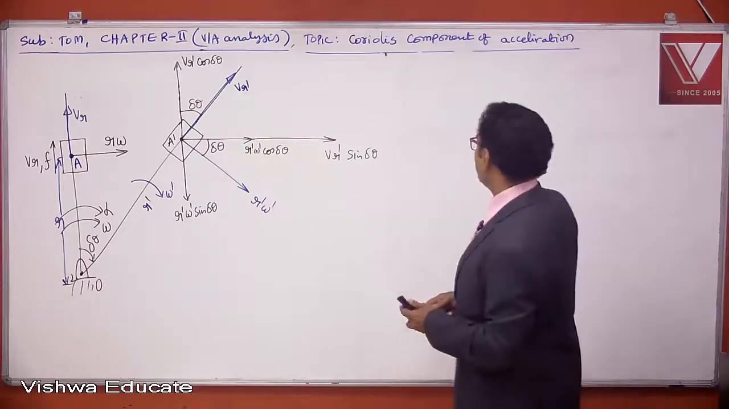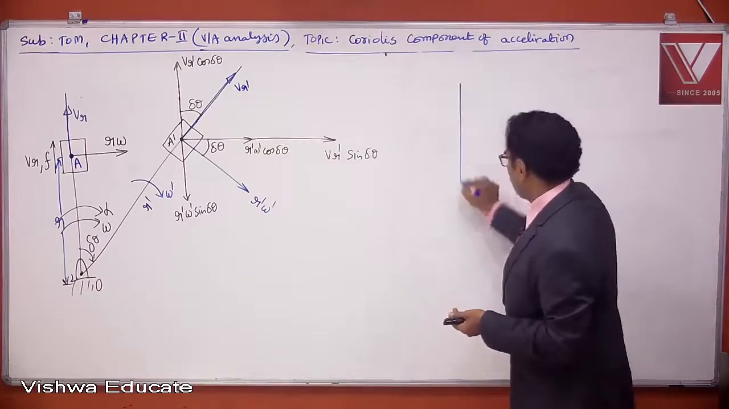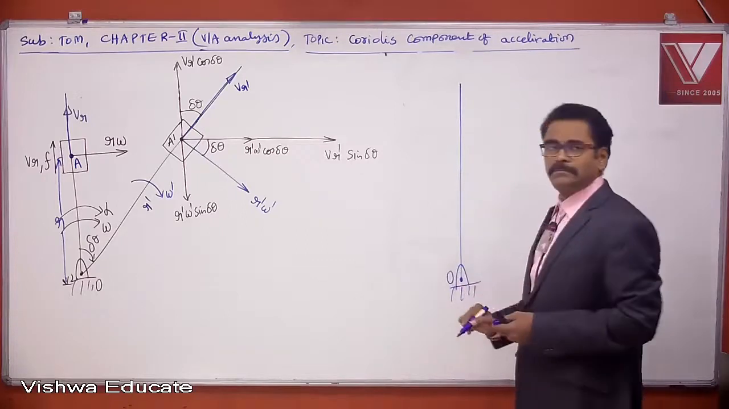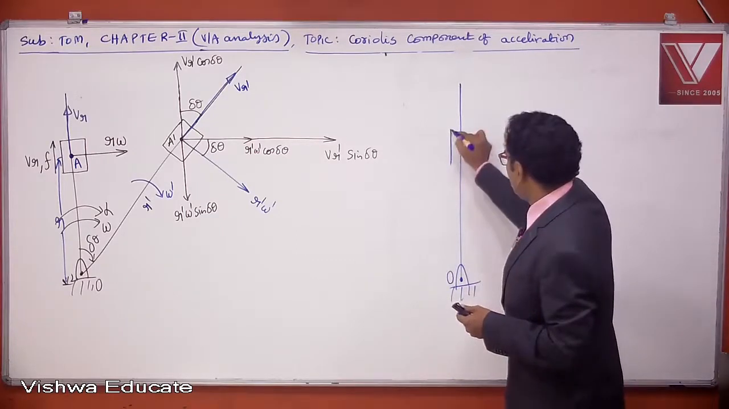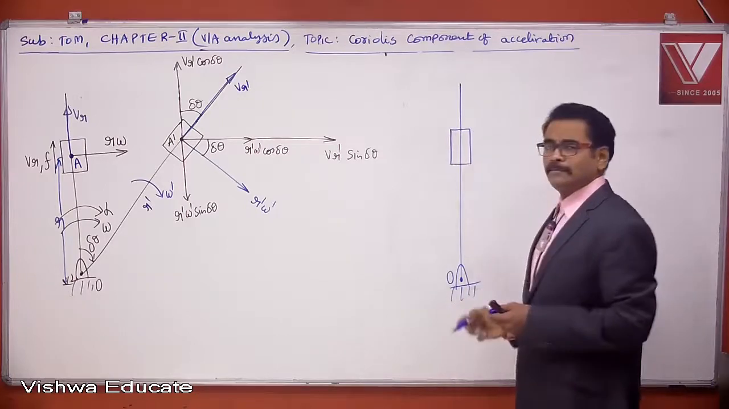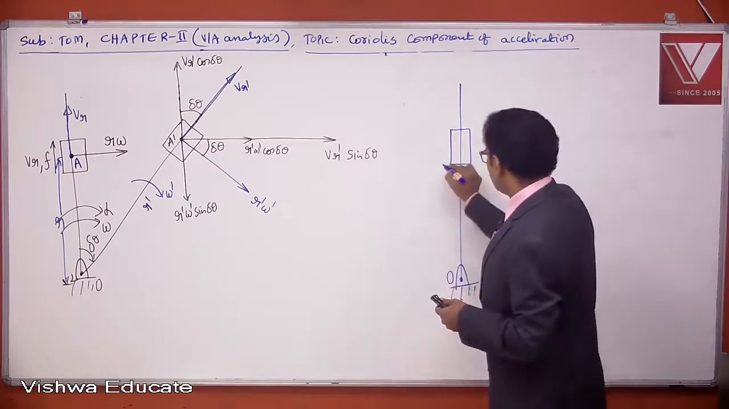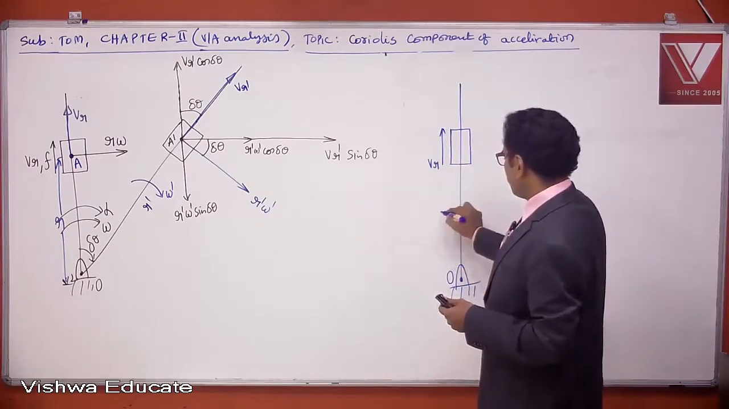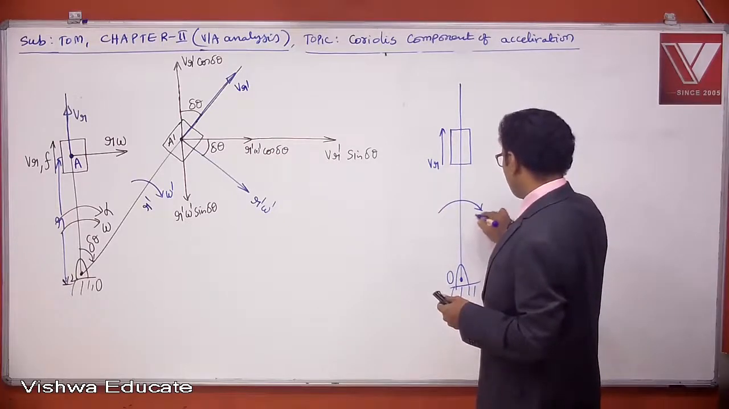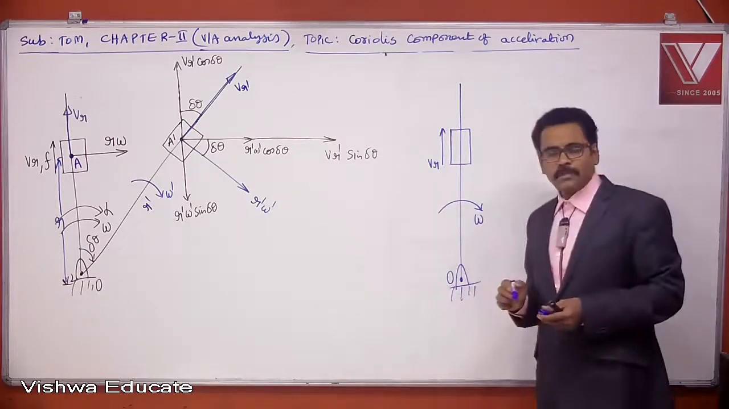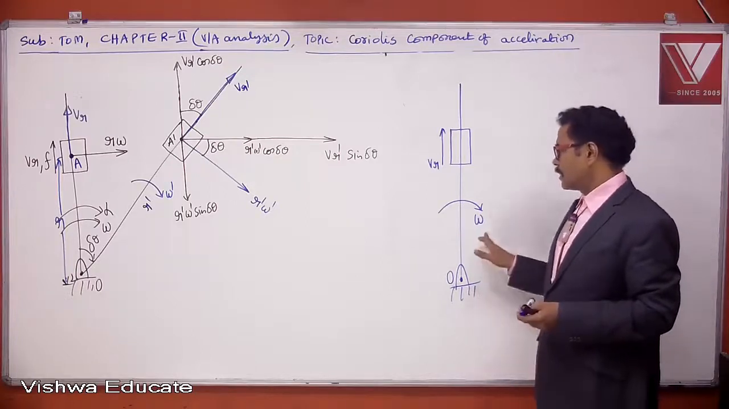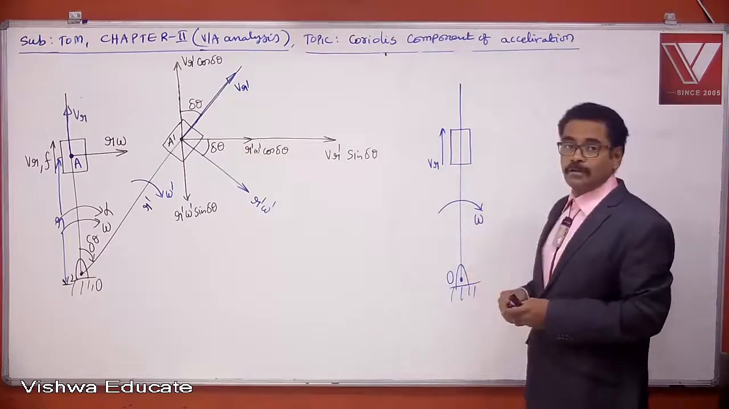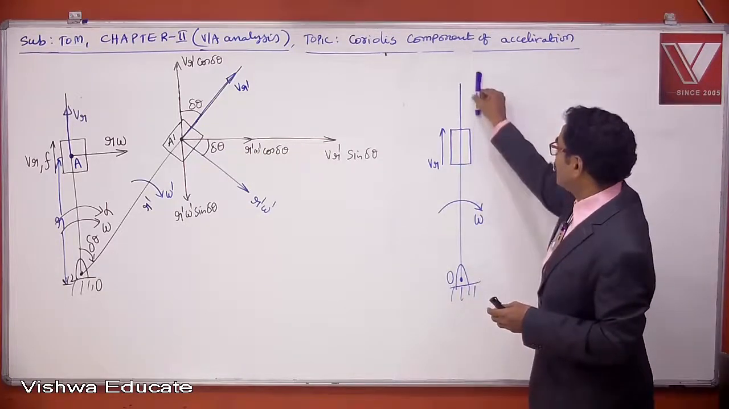Let us try to understand it. So here a link is there. This link is pivoted at O, and this link is carrying a slider like this. The slider is moving away with radial velocity of VR, and the link is rotating with angular velocity of omega. The link is rotating clockwise and the slider is moving away from the center of rotation. Currently the slider is here. Slowly the slider is moving like this on the link.